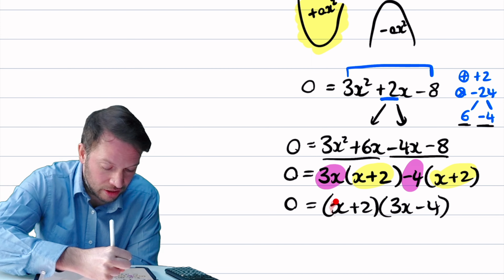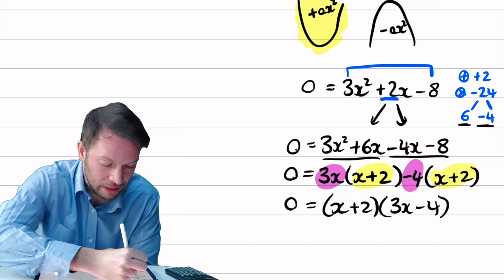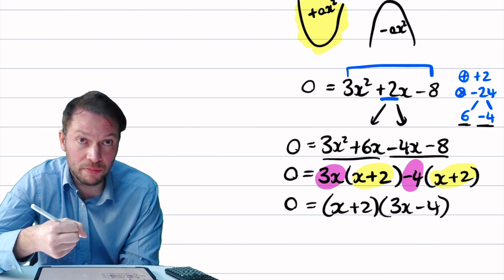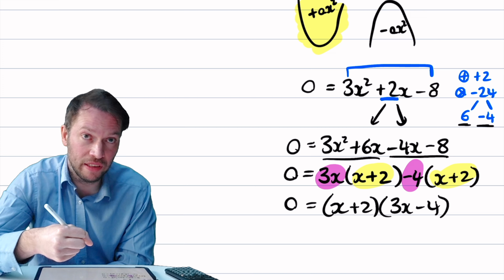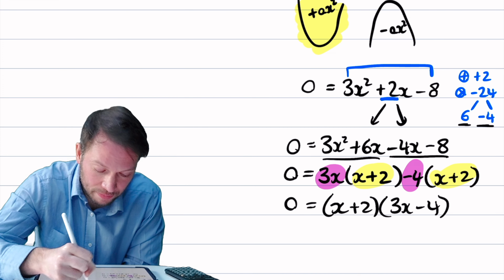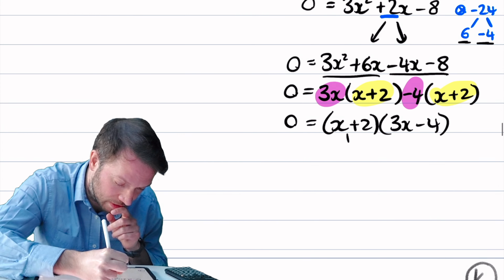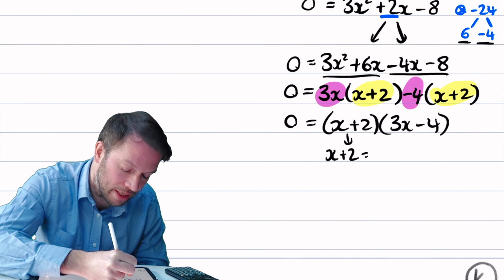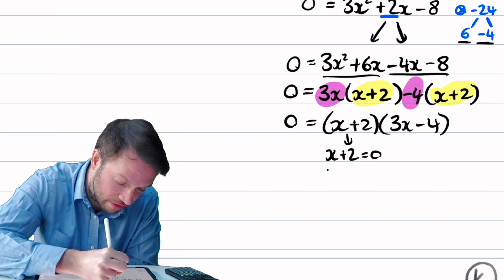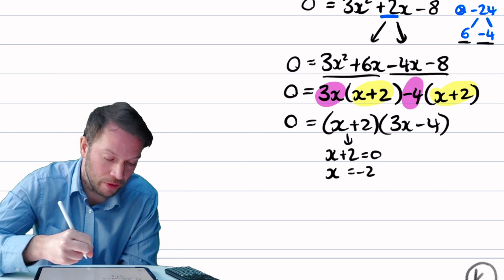So we've got a product of two things. Two things multiplied together equals 0. Well, if two numbers multiplied to give 0, at least one of them has to be 0. So if the x plus 2 is 0, well, let's just solve that. If x plus 2 is 0, what would x be? What plus 2 is 0? Well, it's minus 2, isn't it? So that's one of the solutions.